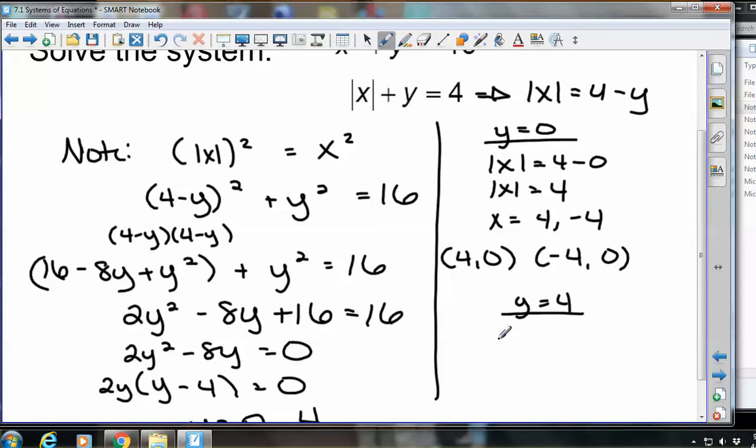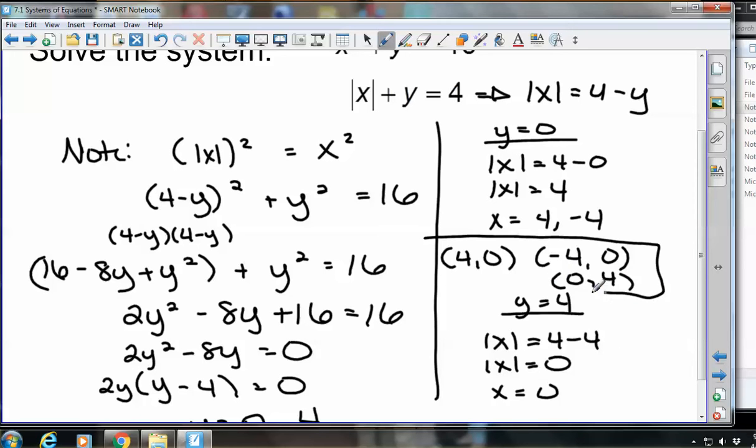If my y value is 4, then the absolute value of x is 4 minus 4, so the absolute value of x is 0. So what has an absolute value of 0? 0. So my final answer was 0, 4. We got 3 solutions on this one: 4, 0, negative 4, 0, and 0, 4.